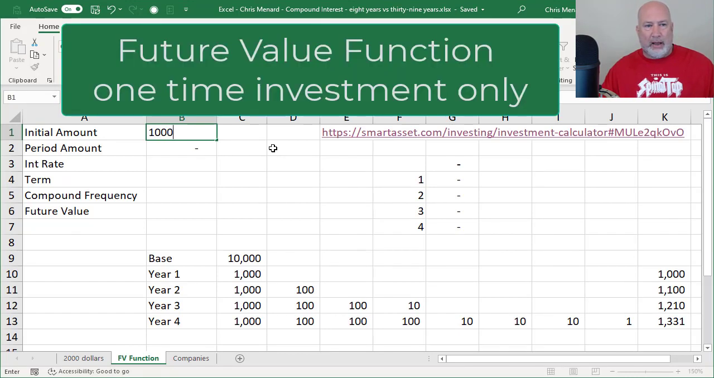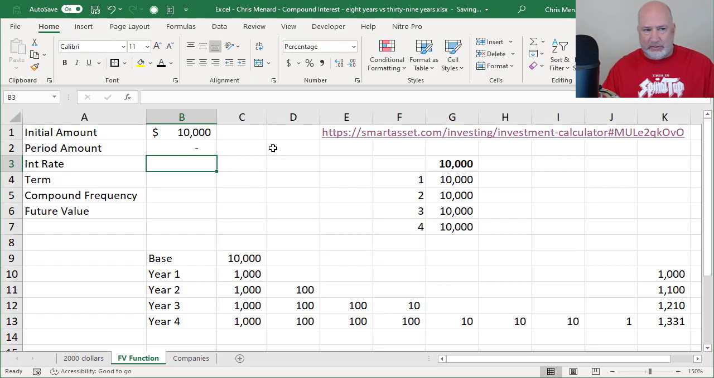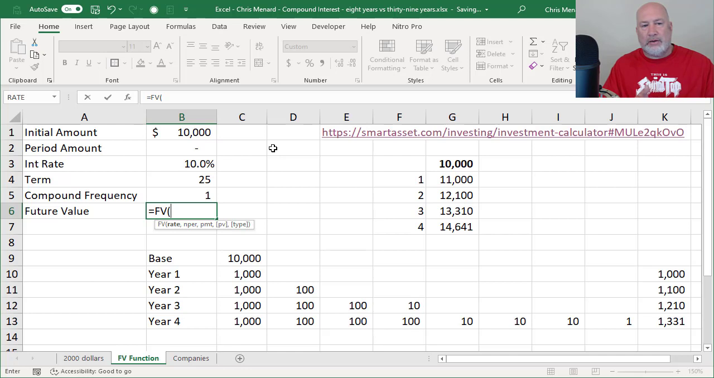Example one, I'm putting up $10,000. You got it from an inheritance, you saved it, it doesn't matter. Your periodic investment is going to be zero. I'm making the interest rate 10% for 25 years, and the compound frequency is one. So I want to do the future value function, equals FV. There are five arguments, three are required, but in this video, I'll end up using all five at some point.